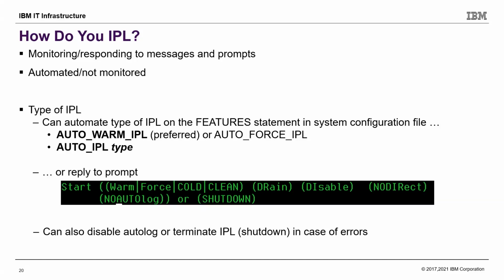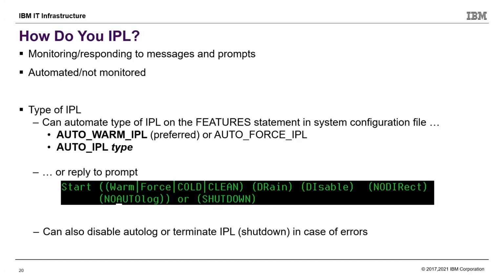You can do an auto force to make sure your system comes up. But if there are any issues, there's a chance that you might lose some data if you do a force IPL and something's off a little bit, or there's something missing in the configuration. If you're doing the IPL manually and monitoring it on the system console, you'll get a prompt. Well, if you specify one of the auto options in the system configuration file, you won't get the prompt, even if you're monitoring the IPL.